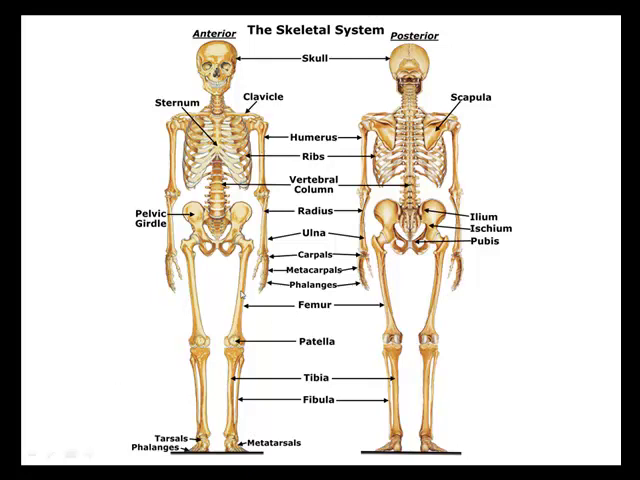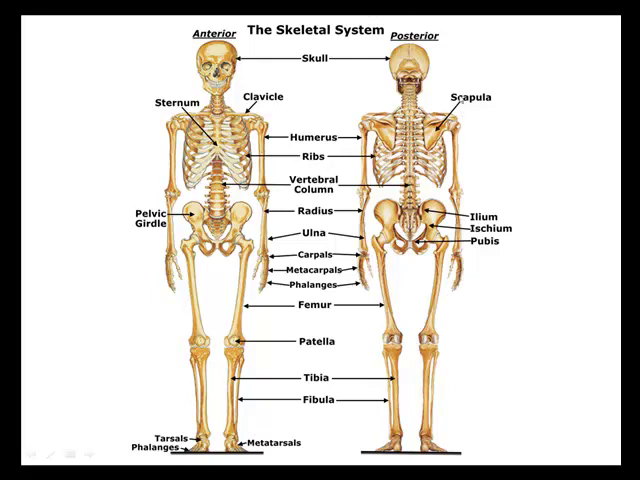Then you have your femur, which is the largest bone in the body, and you've got your patella, which is your kneecap, and the tibia, the large bone of the lower leg, on the side of the big toe, and your fibula, the smaller bone on the pinky side of the lower leg. You've got your tarsals, which are your ankle bones, your phalanges, which are your toes, and your metatarsals, which are the bones on the top of your foot.